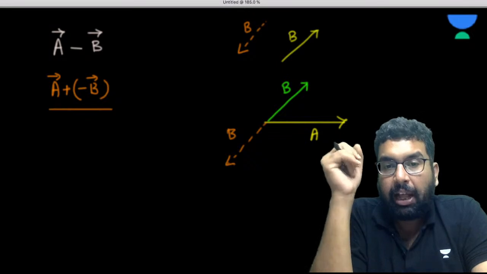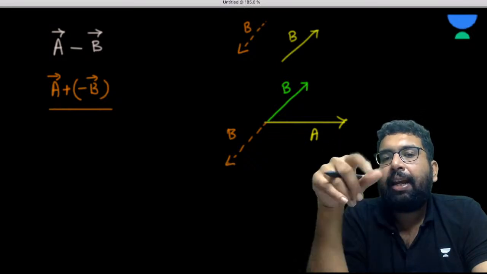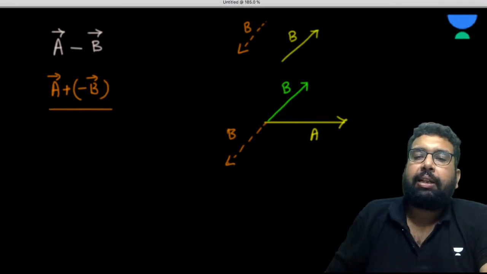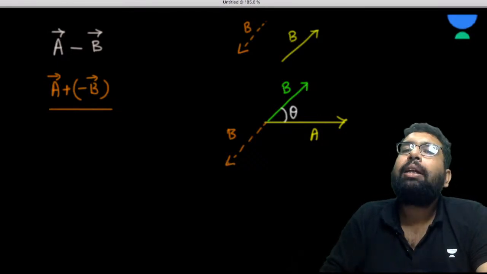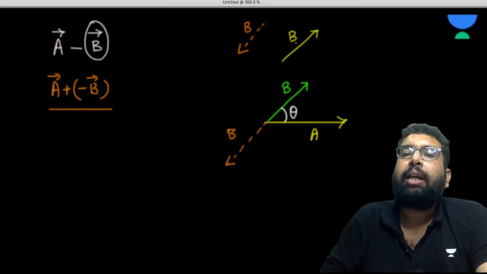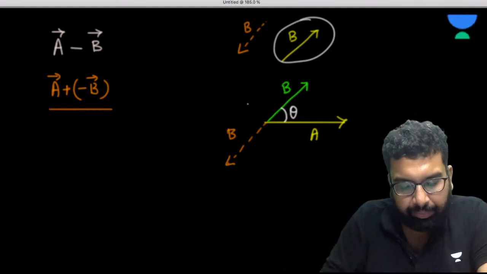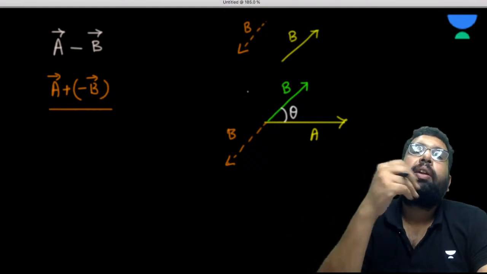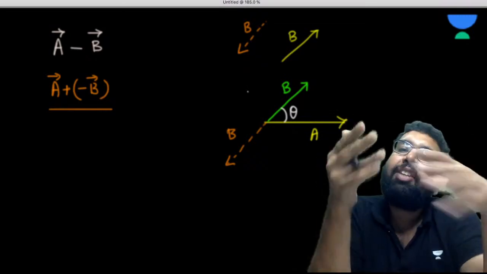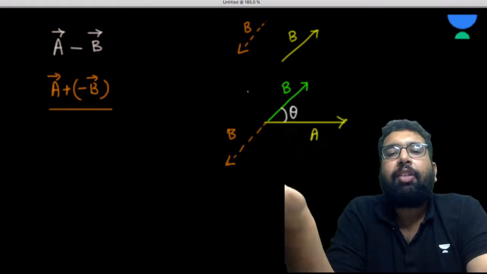Right? Now we want to find A vector minus B vector. Now please understand this, be very careful. The angle between the two vectors is theta, because the question will say that the angle between vector A and B is theta. Here, this is B. Vector A is added with the negative of vector B, which itself is a vector.